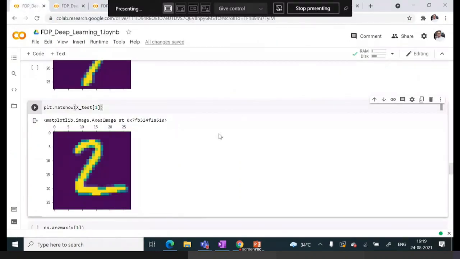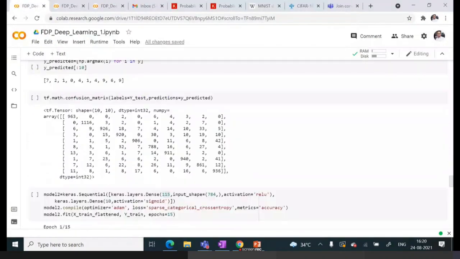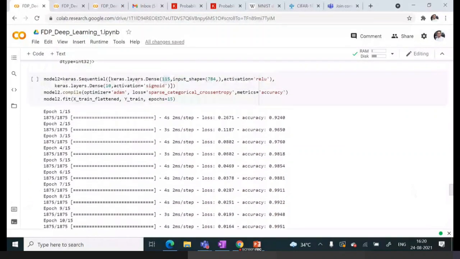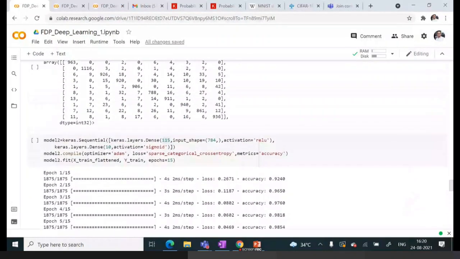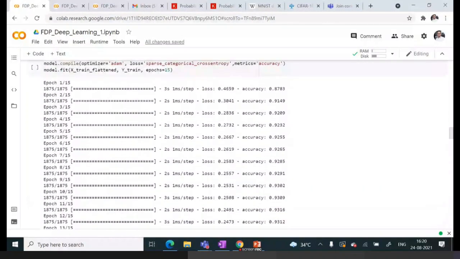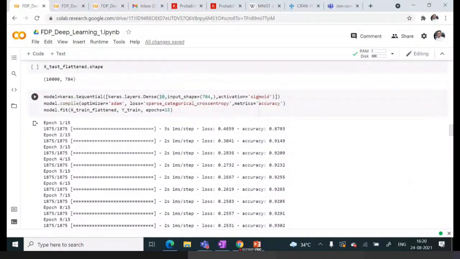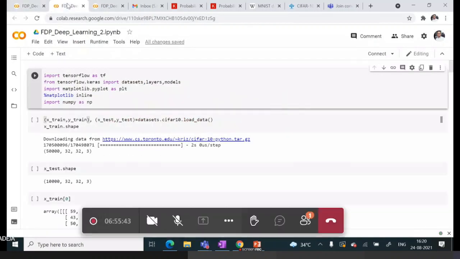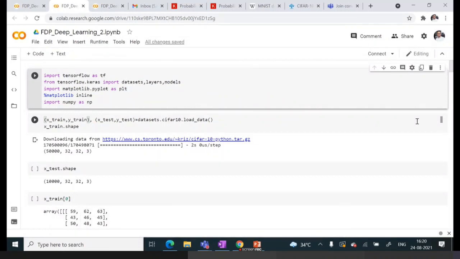Okay. With respect to MNIST, I just wanted to highlight one more thing. There is an inbuilt function in Keras for flattening your input also. We'll see in the next model how to flatten your data directly at the time of model setup. That thing is remaining.